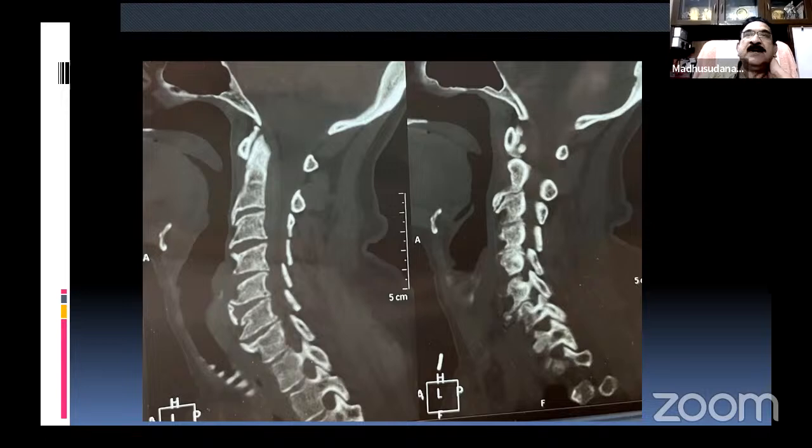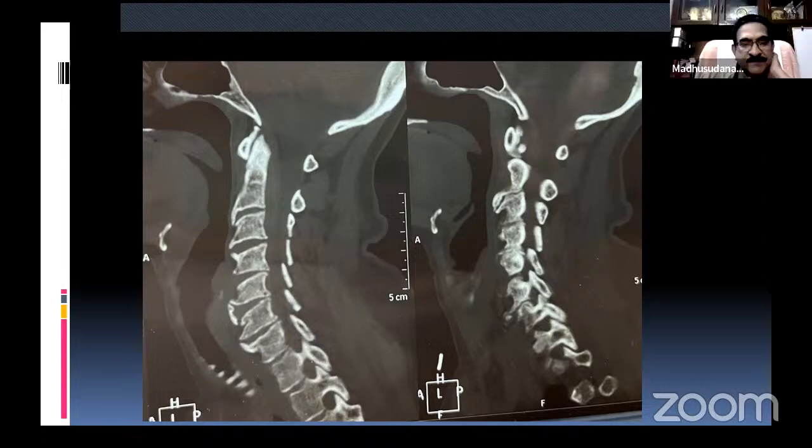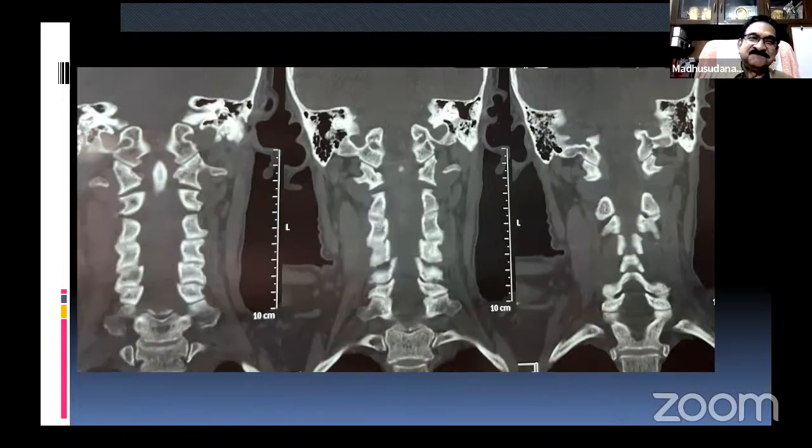Correct. That's a point. But what iron-containing lesion can you think of? Something like IgG. Yeah, that's a very good possibility. IgG4 disease. Any highly cellular lesion is possible. But the patient remained asymptomatic for 9 years without any treatment.